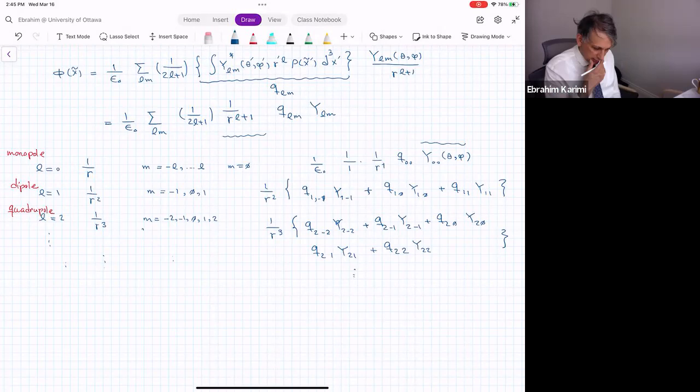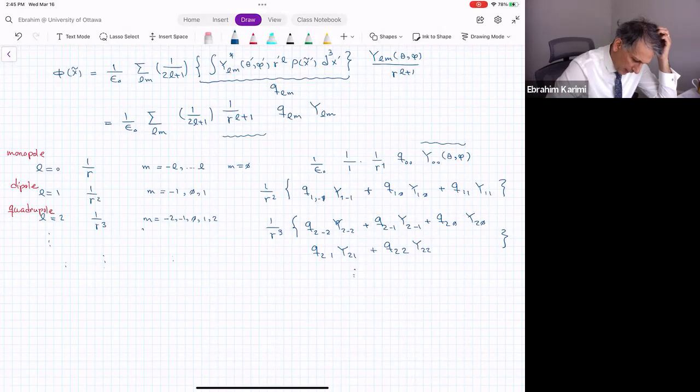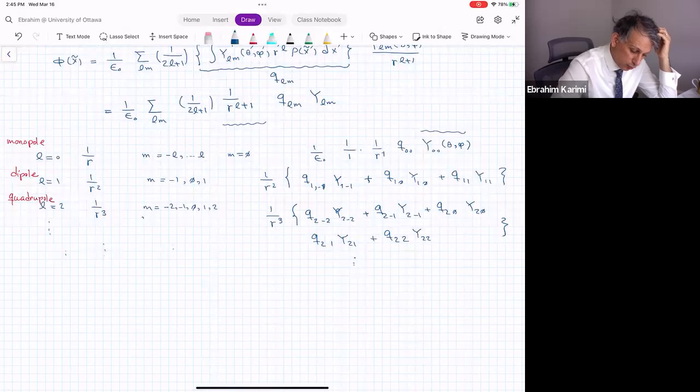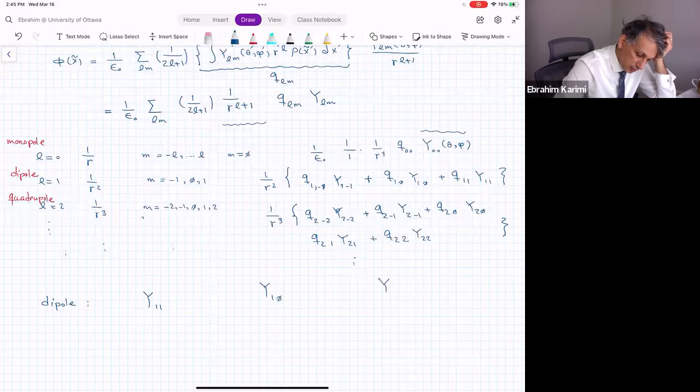So for the dipole, if you look at the terms, what's going on with Y, look at only the dipole term, okay? If you look at the dipole term, we have a few contributions, which are Y11, Y10, and Y1,-1.